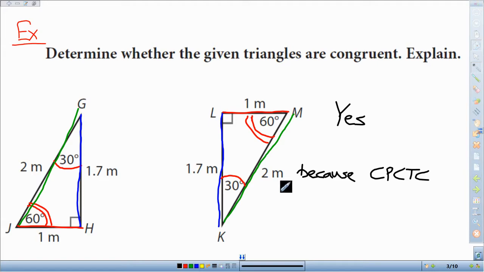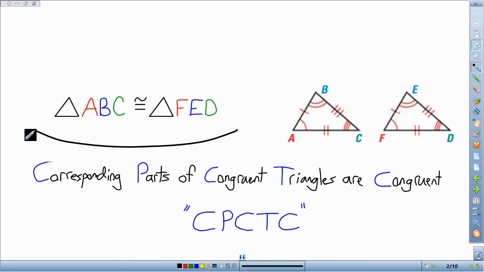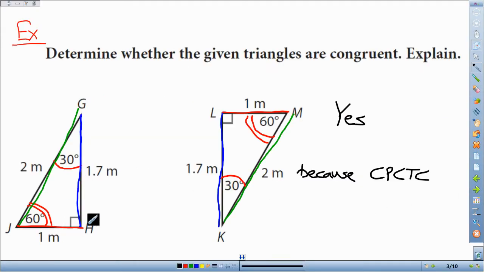Another thing I'm wondering if I want to get into is let's write a congruency statement. They didn't ask, but let's write one for these two triangles. A congruency statement says that this triangle is congruent to the other triangle. When you go to name your first triangle, it doesn't matter what you name it as long as you follow that same pattern on the other triangle. So I'm going to call this first one JHG. So triangle JHG is congruent to the other triangle.